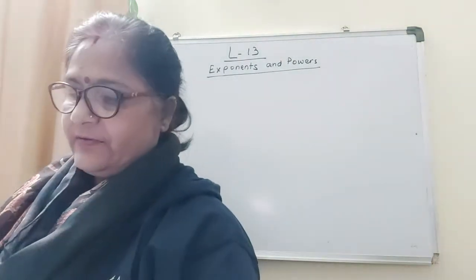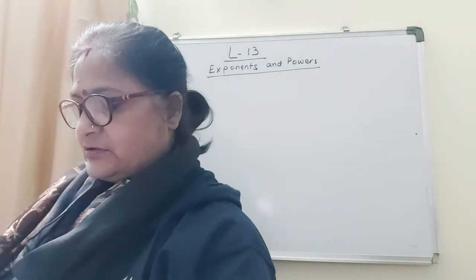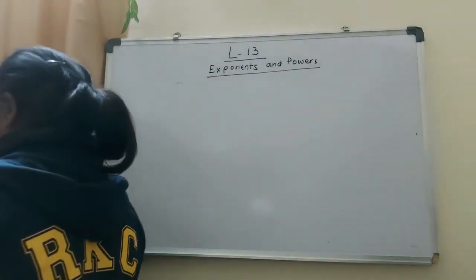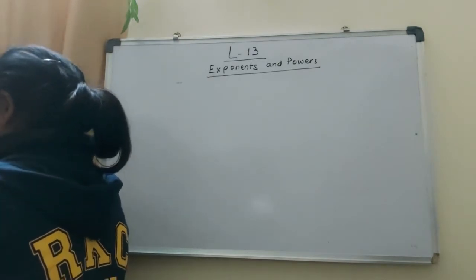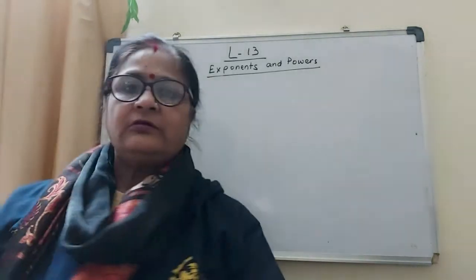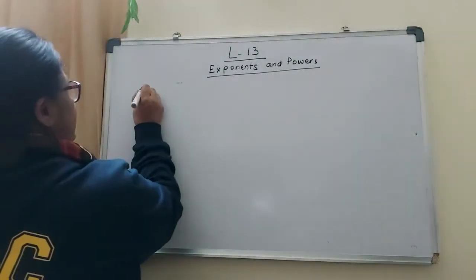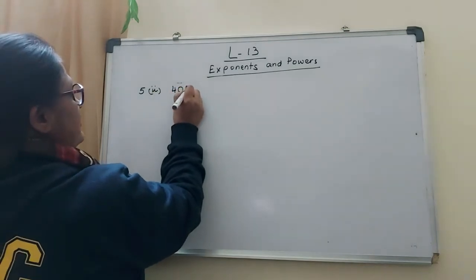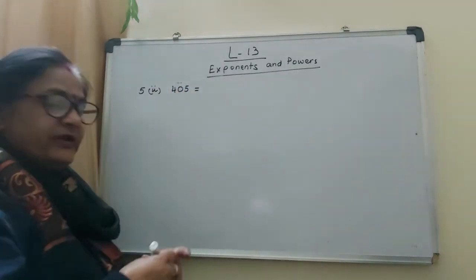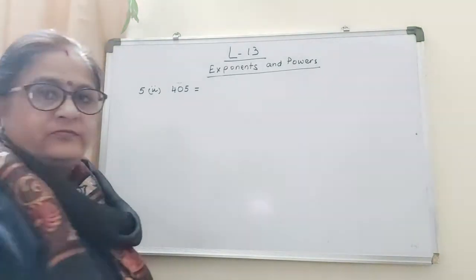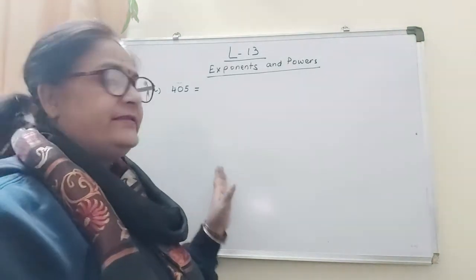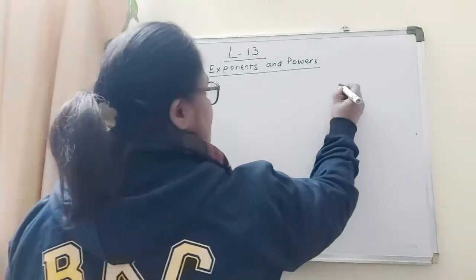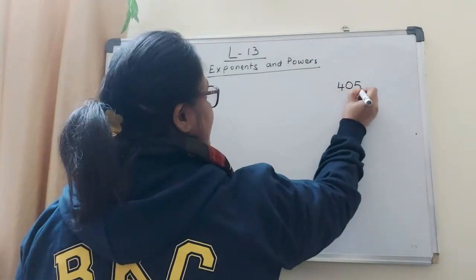Question number 5. First one, I had worked it out for you. Now we will do the next one, that is 405. Sum number 5, part 2. 405, to write it in exponential form. What do we need to do here? We need to find the prime factors of 405. So we start with the prime factors, that is 405.